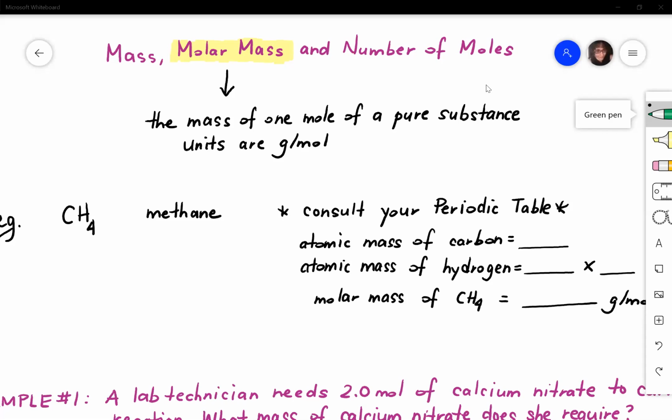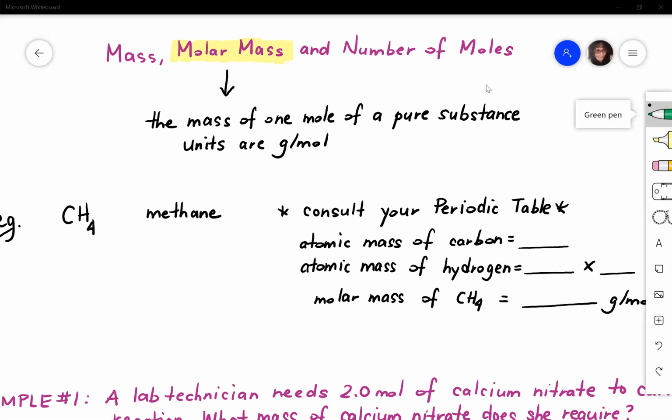In this next segment, I'll be talking about mass, molar mass, and the number of moles and how they are all interconnected. Recall that molar mass is the mass of 1 mole of a pure substance, and the units that we use to express the molar mass are grams per mole.